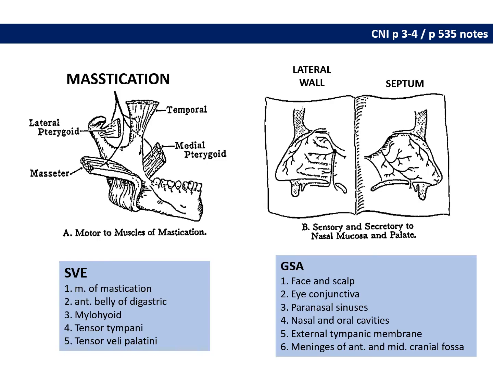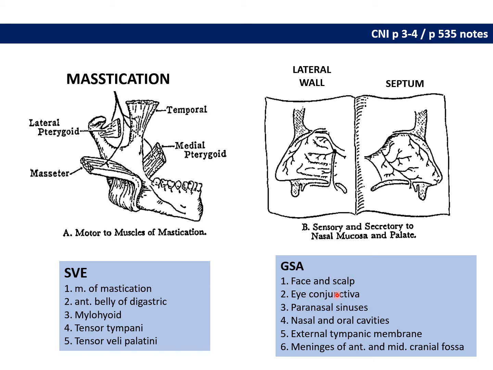In addition, the trigeminal nerve, as I told you, was responsible for SVE fibers that go to these muscles of mastication, for example, but also the anterior belly of the digastric, the mylohyoid, the tensor tympani, and the tensor veli palatini. And then sensory goes to the face and scalp. Remember the anterior face, where each of those divisions of the trigeminal nerve were responsible for sensory innervation.